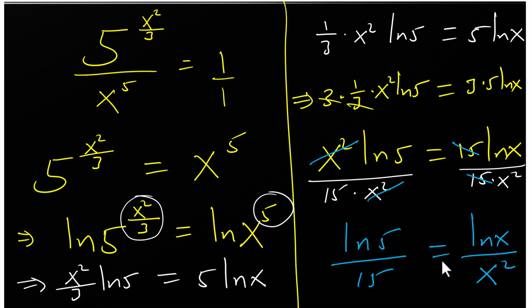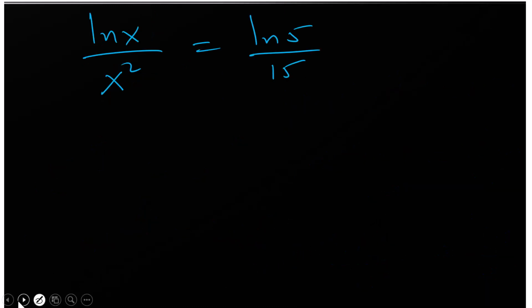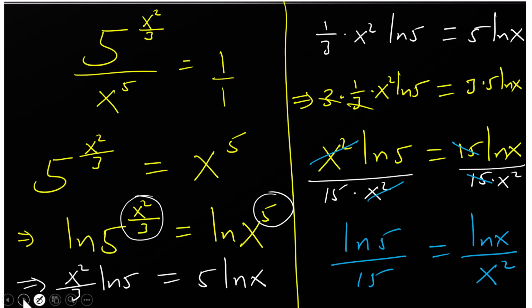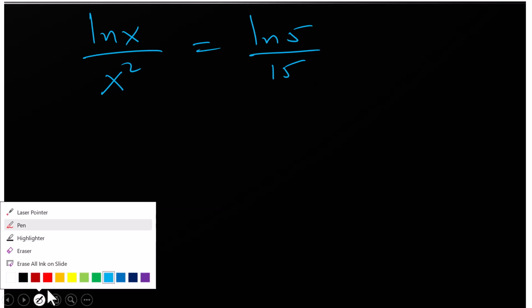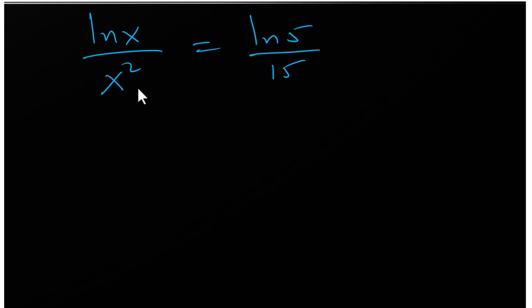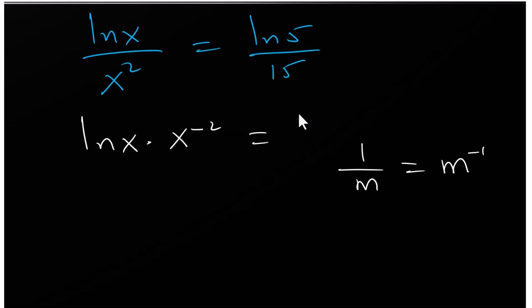All right, so let me write this one on the left. Now I want to write the left hand side in linear form. When we have 1 over m, it is the same as m to the power minus 1. So this side will be ln of x times x to the power minus 2 equals ln of 5 on 15.